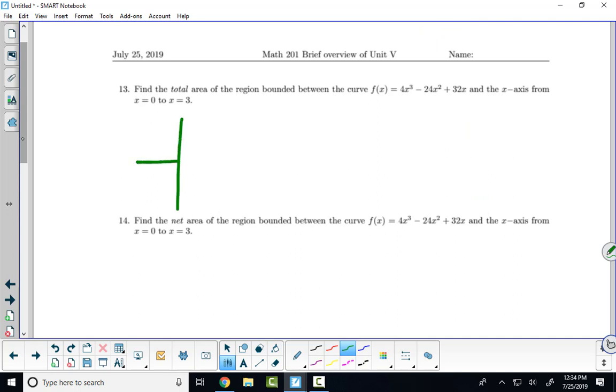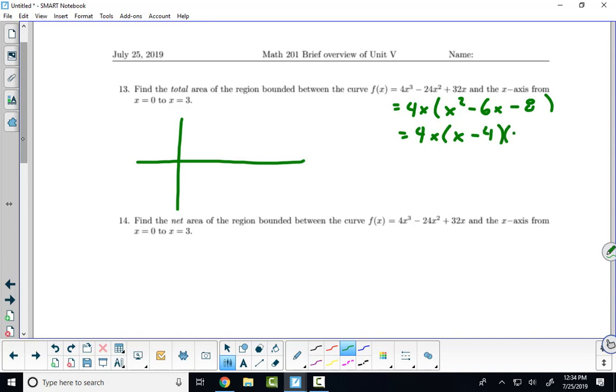If you were to look at this curve right here, I could factor this as 4x times x squared minus 6x plus 8. So this factors to be 4x times x minus 4 times x minus 2. So the graph of this curve looks something like this. Okay? Where this is at 2 and this is at 4, and that's at 0.